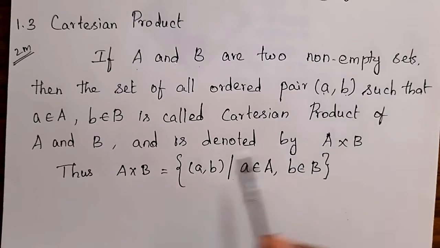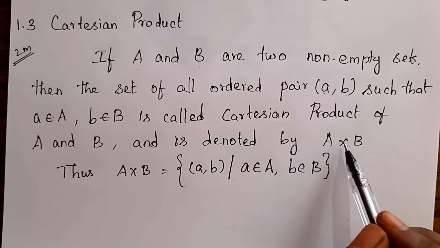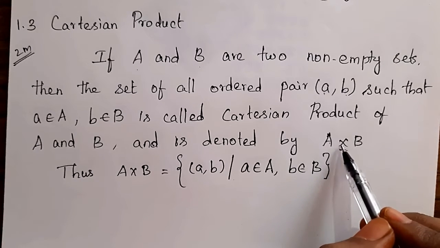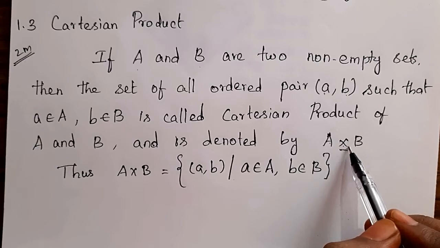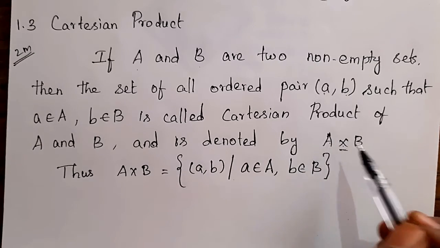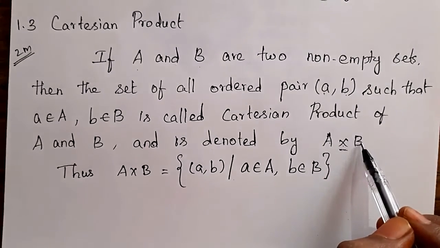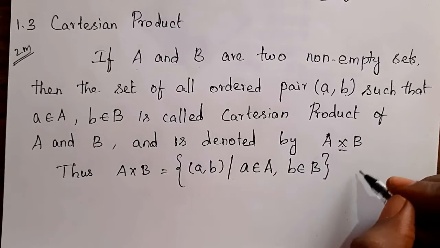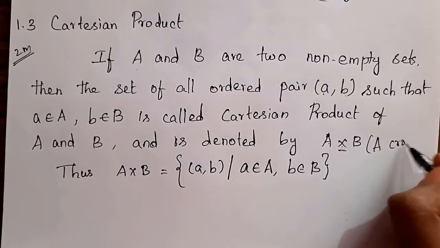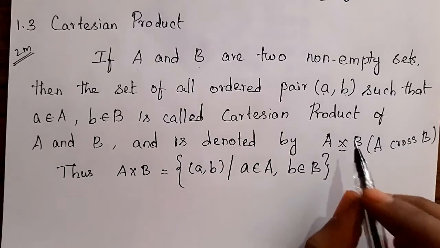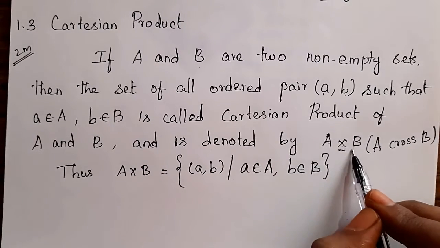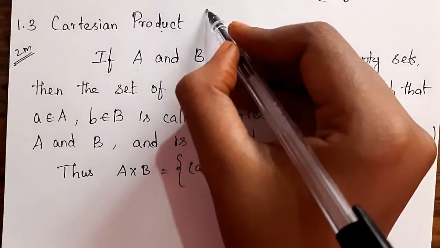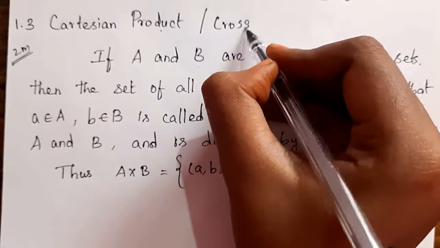It is also denoted by A cross B. You should read this as cross. It is a multiplication symbol. Don't read it as into. Some of you may read it as A into B. That's not correct. The correct form is A cross B. Just write here, A cross B. You have to read this as A cross B. This Cartesian product is also known as the cross product.